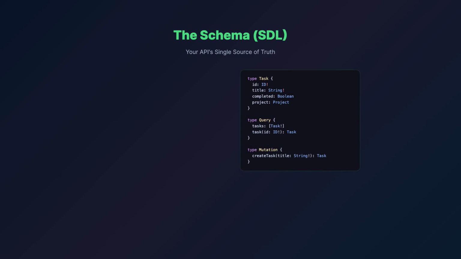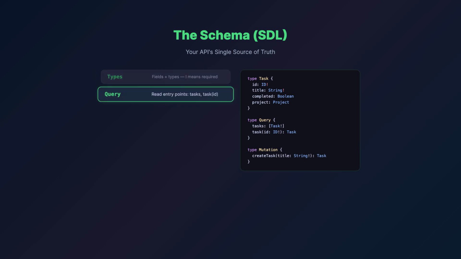GraphQL starts with a schema. The schema is a contract that defines every type of data your API exposes, written in the schema definition language, or SDL. You define types. Type Task has fields: id, an ID, title, a String, completed, a Boolean. Each field has a type, and an exclamation mark means it's non-nullable, required. Types can reference other types. A task can have a project field of type Project, modeling relationships directly in the schema.